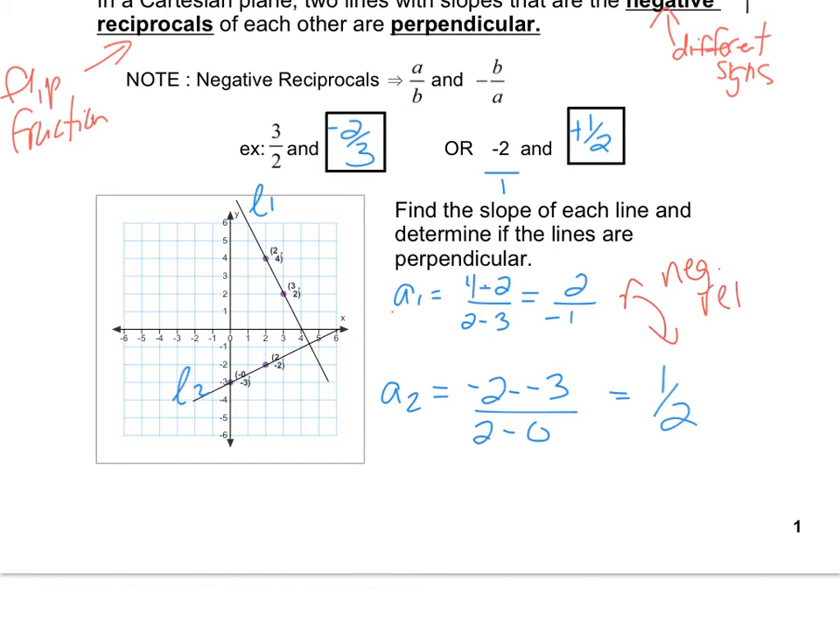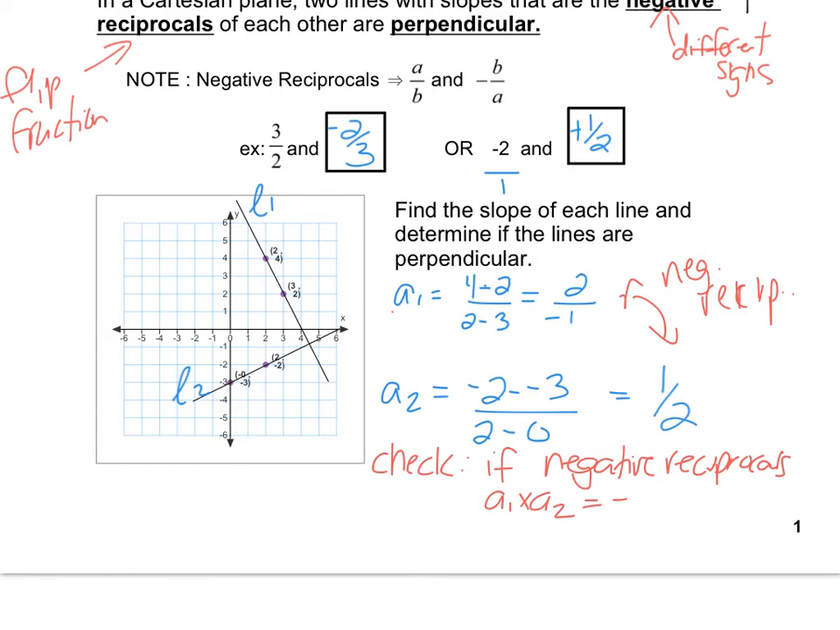Negative reciprocals. I'll just write it shorthand. Now, there's another way that you can check if they are negative reciprocals. So if negative reciprocals, please write this down in your notes, then the slope of one times the slope of the other should give you -1. Always, always, always. If they're negative reciprocals, multiply the two slopes together, it'll give you -1.